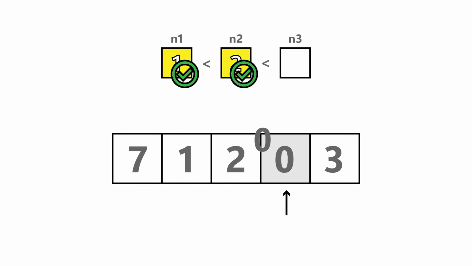0 is less than the current n1, so we will assign it to n1. Now, 3 is greater than n2. Therefore we have found n3 as well, and can return true.